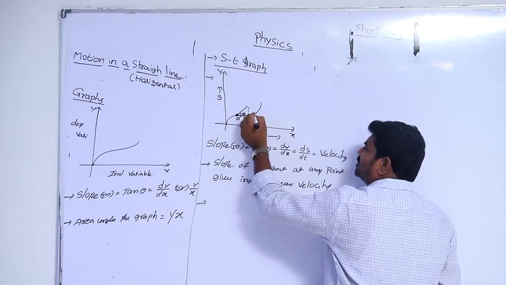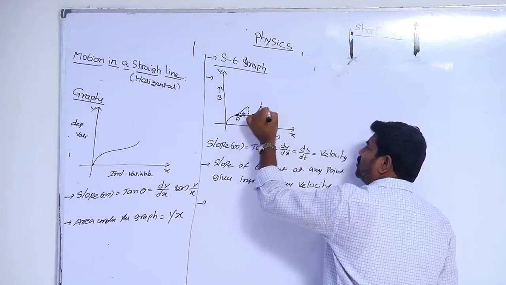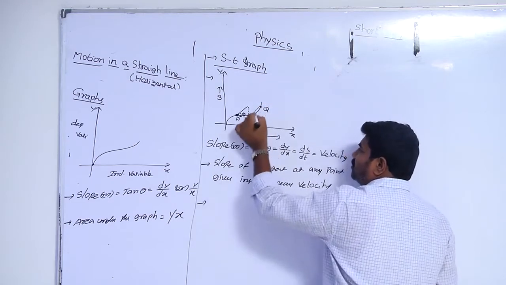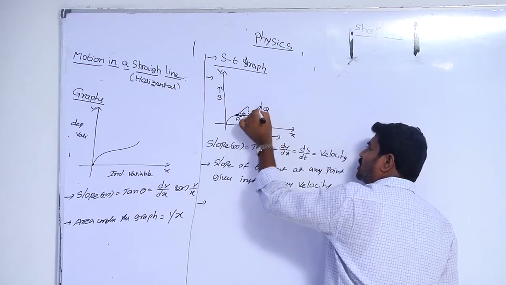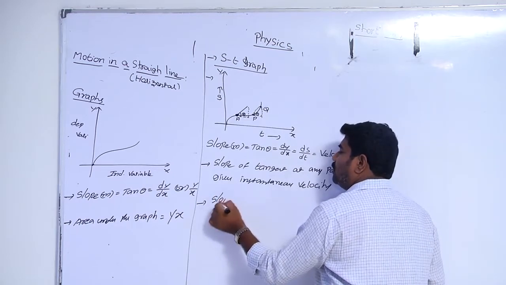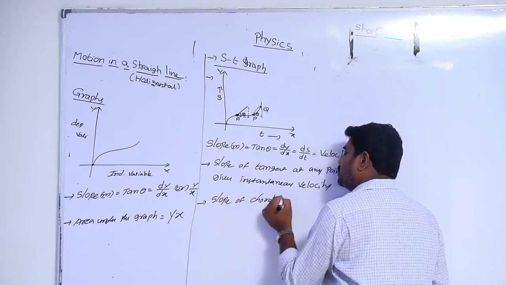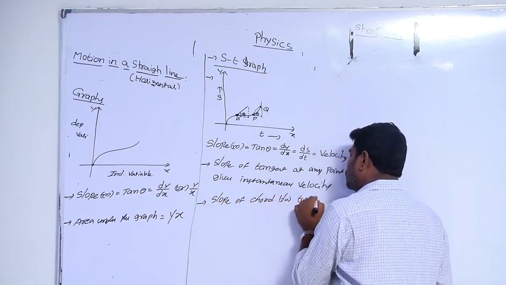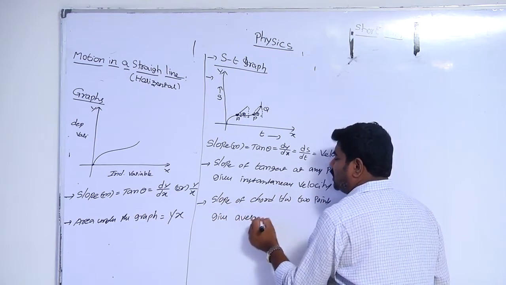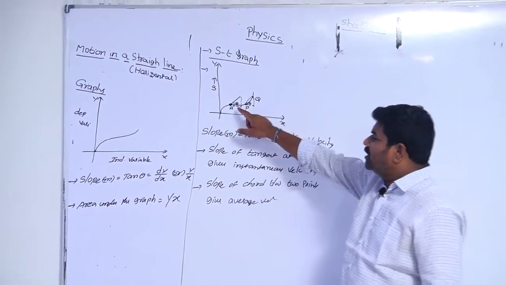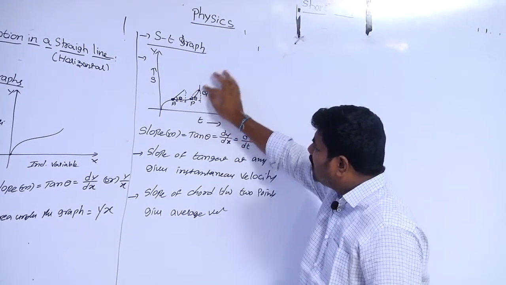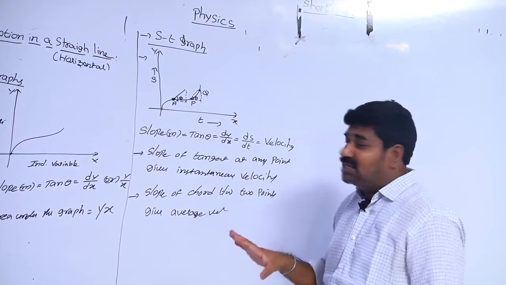Here for example, this is a point P, this is a point Q. The slope of the chord between the 2 points, P and Q, this is called the chord. The slope of the chord between the 2 points gives the average velocity. So the slope at any instant of time gives the instantaneous velocity, and the slope of the chord between 2 points gives the average velocity.